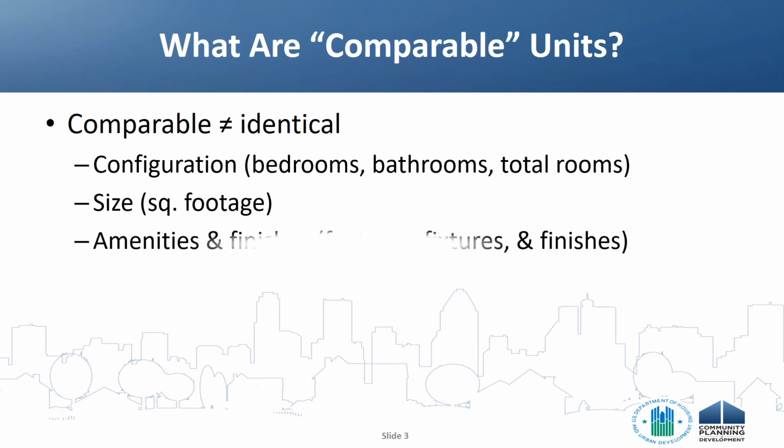The third issue to consider is the amenities, fixtures, and finishes. If some units are being provided with higher quality fixtures, finishes, or appliances than others, the units are not comparable. For example, if some units have stainless steel appliances, granite countertops, and hardwood flooring, while others have basic appliances, Formica counters, and contractor-grade flooring, the units can't be considered comparable.